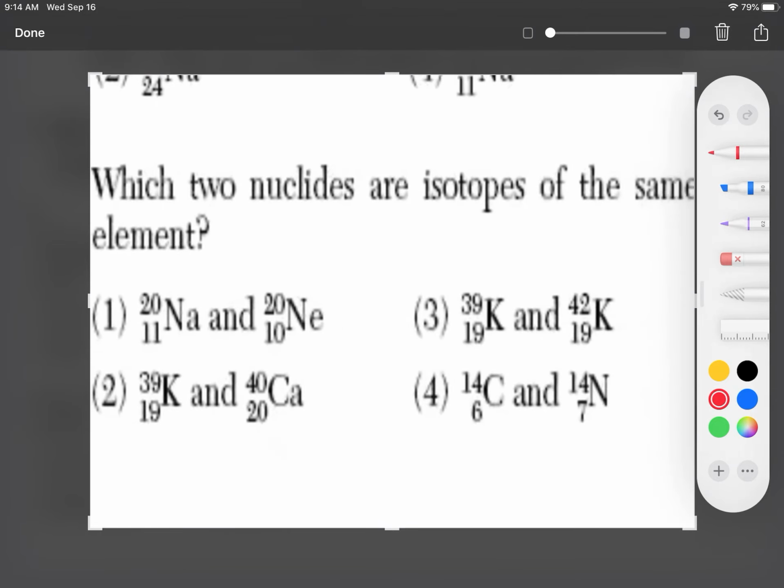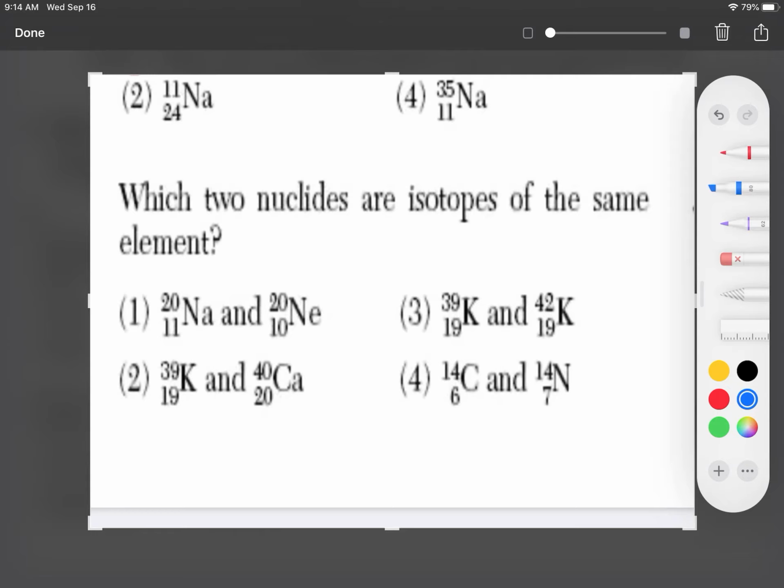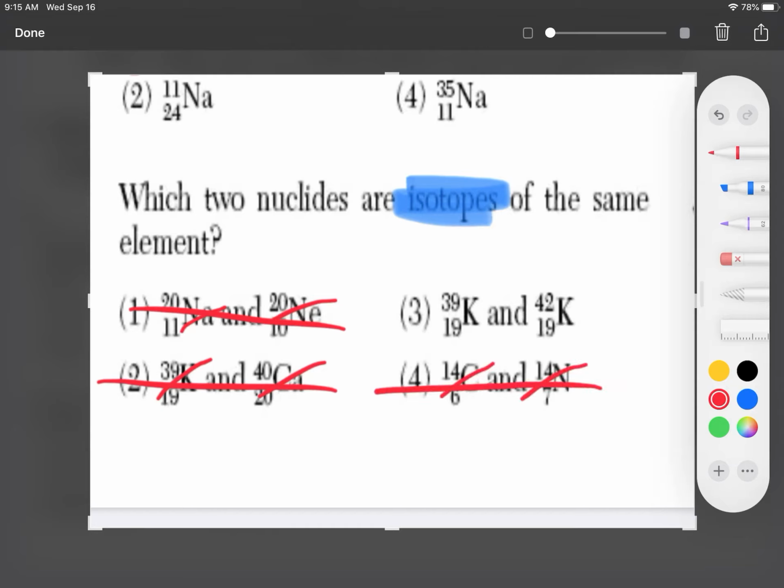Number 2, which 2 nuclides are isotopes of the same element? Well, we learned that isotopes are, first of all, the same element, that have the same number of protons, or same atomic number, but a different number of neutrons, or different atomic masses on top. So which has the same protons and different neutrons here? Well, first of all, choice 1 cannot be the answer because that's Na and Ne, no good. K and Ca, different elements, no good. C and N, no good. It says the same element. So same protons, different, when you subtract them, neutrons. So it's choice 3.